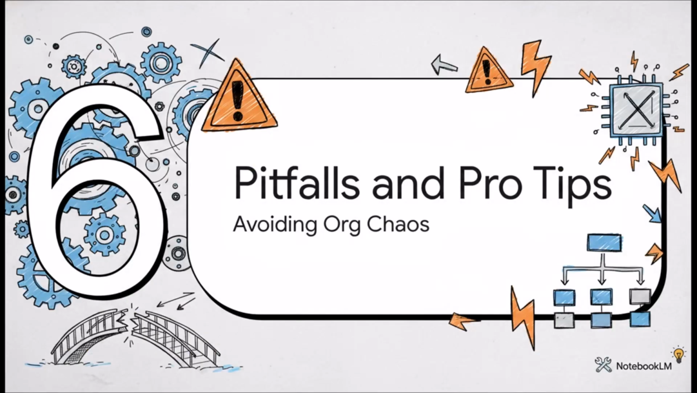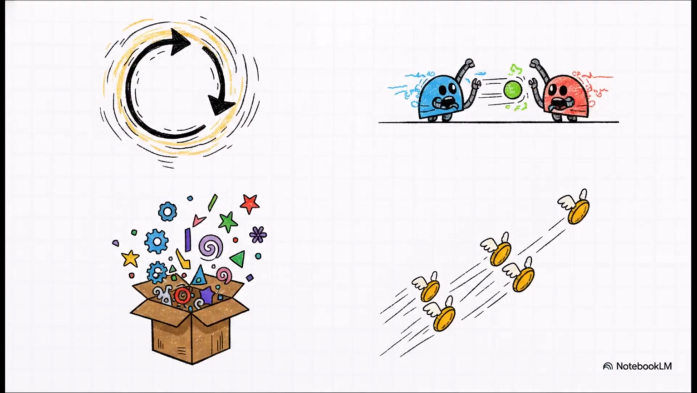Avoiding org chaos. Look, as powerful as multi-agent orchestration is, these systems aren't magic, and they can absolutely crash your application if you aren't prepared for the dysfunctions. So the crucial point is knowing exactly how to fix these pitfalls. If your supervisor gets stuck in an infinite loop, and hey, we've all felt the pain of those massive API bills, add a max routing iteration limit.